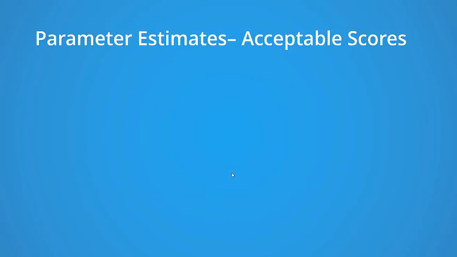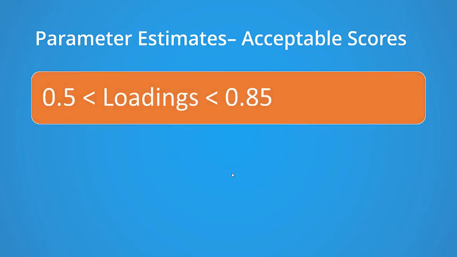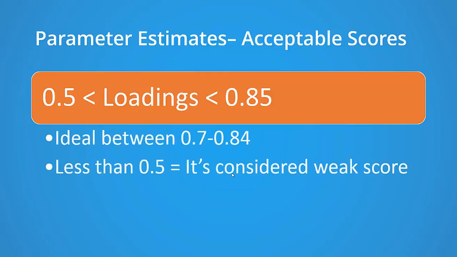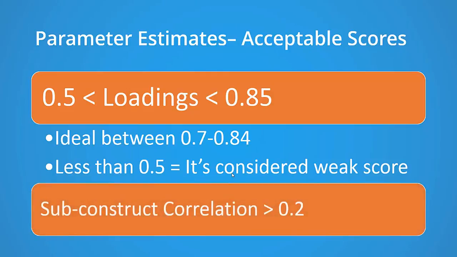Now the parameter estimates. The acceptable score for the loadings, they shouldn't be less than 0.5 and they shouldn't be higher than 0.85. Ideally, your loadings should be between 0.7 to 0.84. If you have anything less than 0.5, it is considered a weak score and it should be dropped. When it comes to subconstruct correlation, it should be higher than 0.2, and that is an acceptable correlation score.